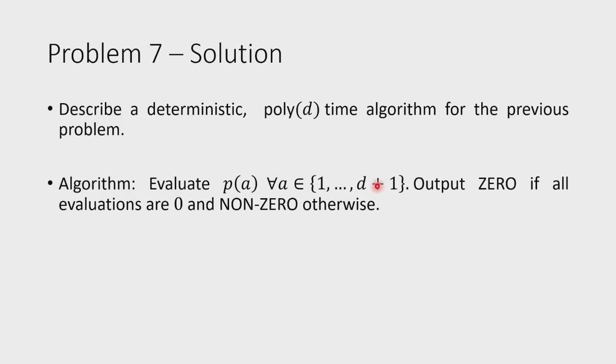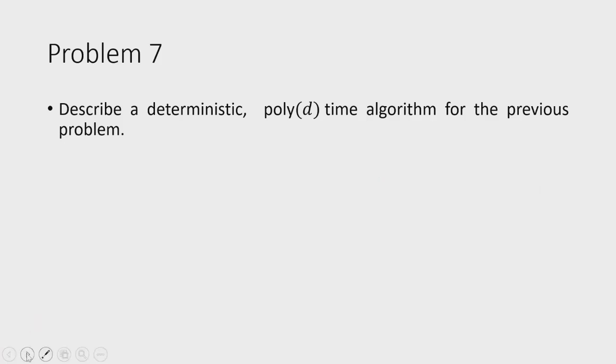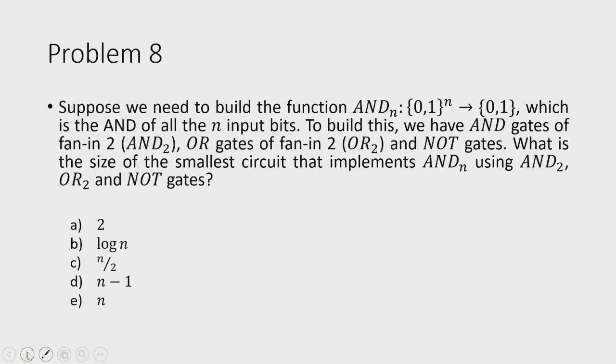Yes. And so the running time of this is order D, because we are going to run a loop from 1 to D plus 1. So this was all that I had for randomized computation. Now let's look at some problems related to circuit complexity.